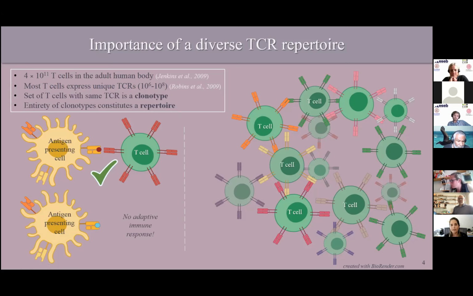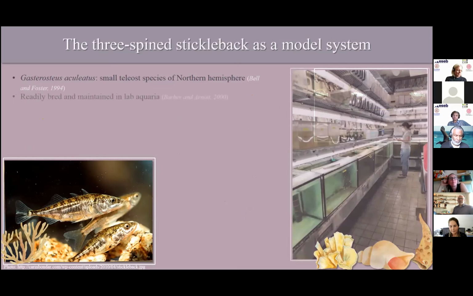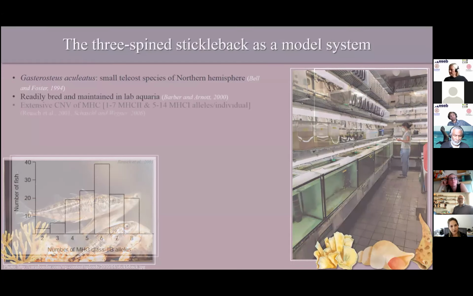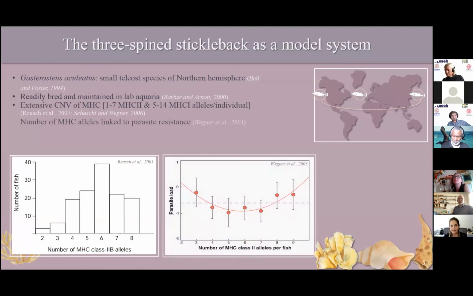What we do in our lab is we utilize the three-spine stickleback as a model system, and Tobias talked about it a little bit. It's a small teleost species living in the northern hemisphere. And lucky for us, it is readily bred and maintained in lab aquaria. And of course, it has been found to have an extensive copy number variation of both MHC1 and MHC2 genes. And this variation has been linked to parasite resistance, both in the wild and in experimental infections in the lab.